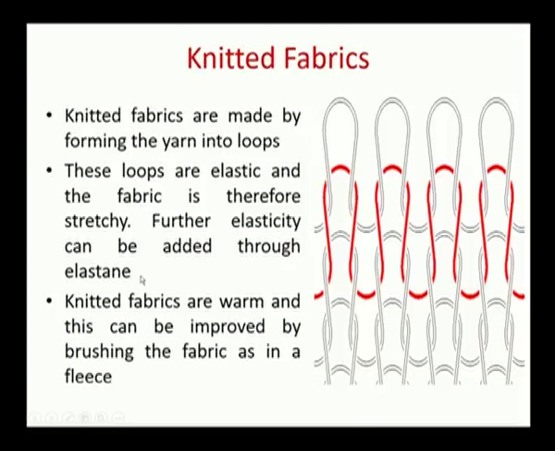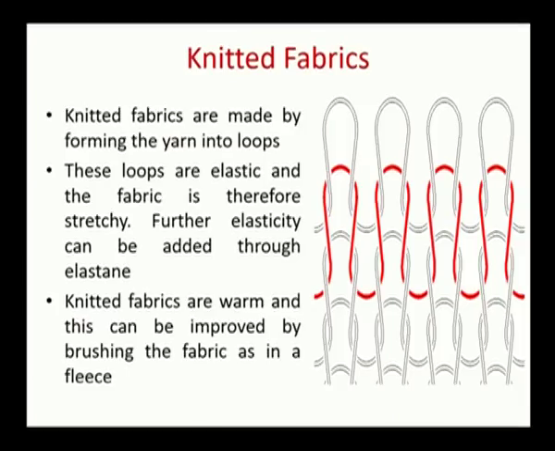If you want to make this yarn material or fiber material elastic, you can do this process. If you want, again you can increase the elasticity. Elasticity is the property where, if you are giving more heavy stress, the material can withstand the stress. Knitted fabrics are warm, and this can be improved by brushing the fabric as in fleece. So, this way you can improve the properties of knitted fabrics.